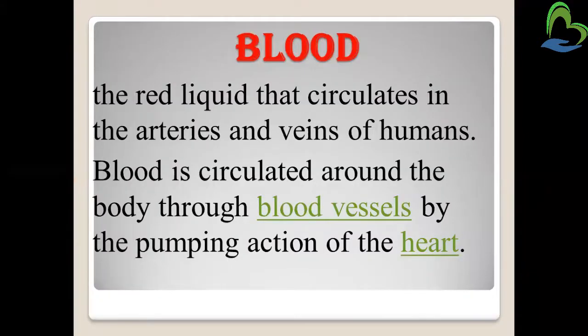Blood, the red liquid that circulates in the arteries and veins of humans. Blood is circulated around the body through the blood vessels by the pumping action of the heart. As we know, blood is a red liquid, right? So it is circulated in our arteries and veins by the action of our heart. The action is like pumping, right?